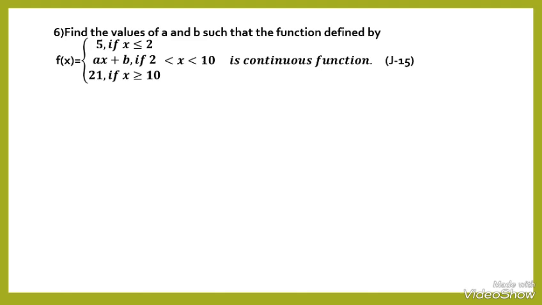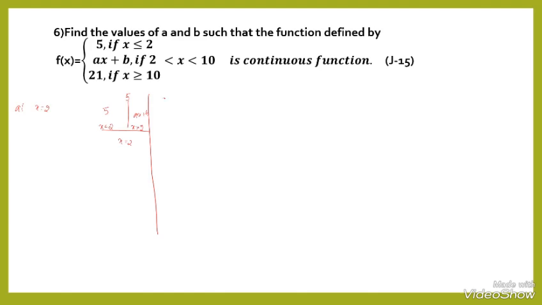Here I will consider those 2 points. The first point is at x equal to 2. At x equal to 2, the value is 5. At x less than 2, the value becomes 5. At x greater than 2, the value becomes ax plus b.